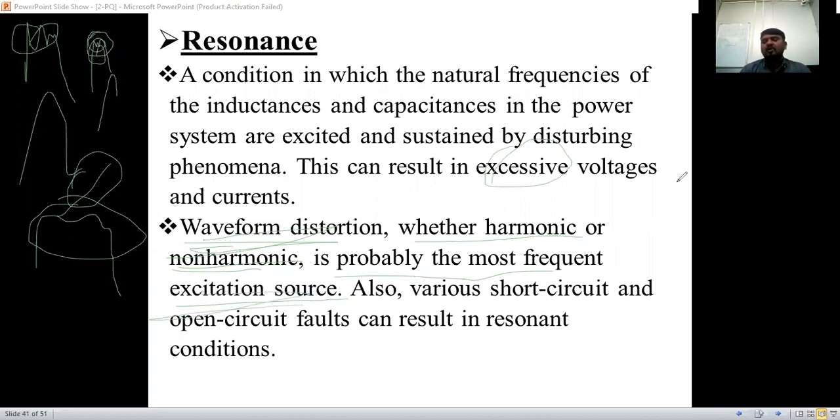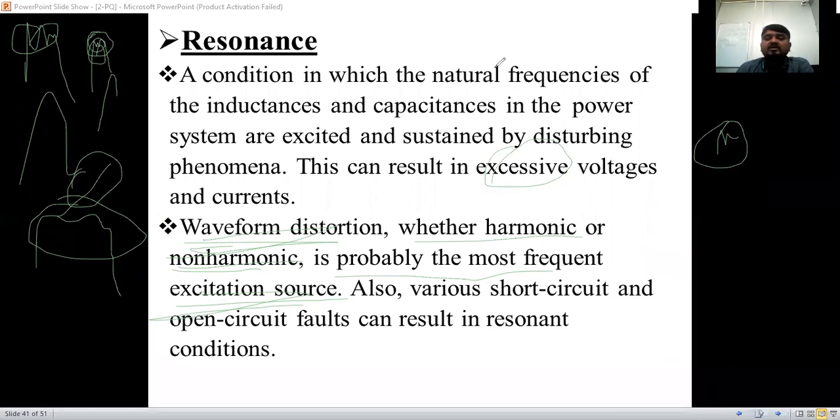Sometimes what will happen is that because of harmonics, some resonance will occur. In industries we use capacitor banks for power factor correction purposes, and that can also cause harmonic distortion. Or even without any harmonics, we can get a resonance condition.